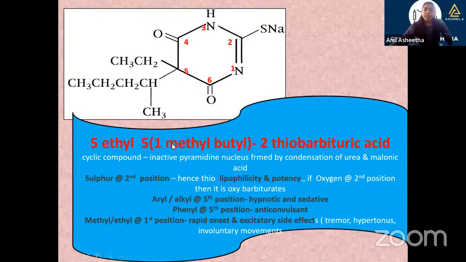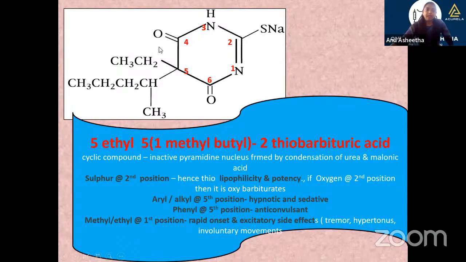So coming to the structure, this is the structure of the barbiturate: 5-ethyl, 5-(1-methylbutyl), 2-thiobarbituric acid. How is it named? See, 5-ethyl and 5-1-methylbutyl, and the sulfur atom is present in the second position. If it is replaced by an oxygen atom, it becomes an oxybarbiturate. So this sulfur atom at the second position is responsible for the lipophilicity and the potency of the drug. The aryl and alkyl groups are responsible for the hypnotic and sedative effect.